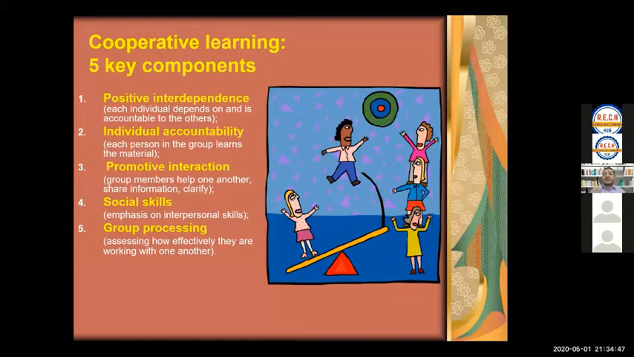That there is positive interdependence. Each individual depends on and is accountable to other people. Accountable means he has a responsibility towards others, okay? There is individual accountability. There is promotive interaction, like they help one another, they share information. Sometimes they clarify. There are social skills. There is group processing. These are conditions.